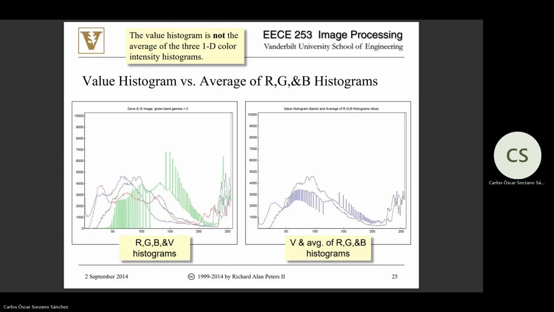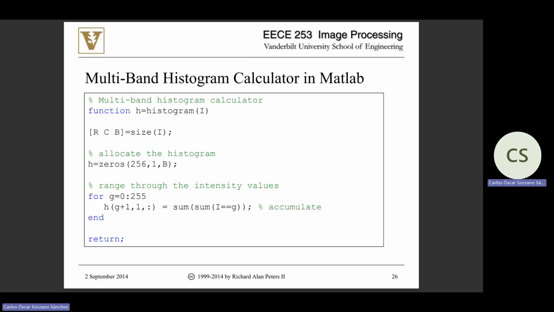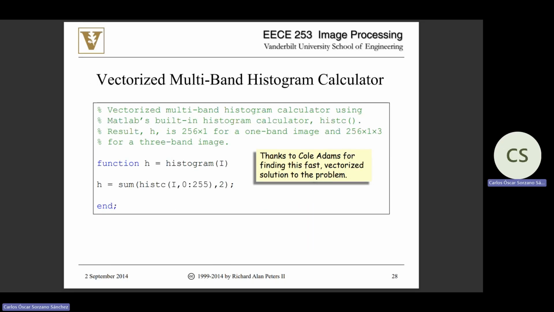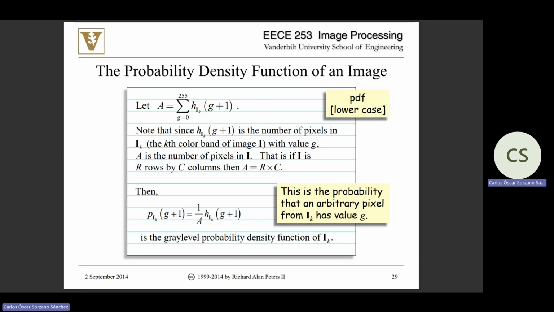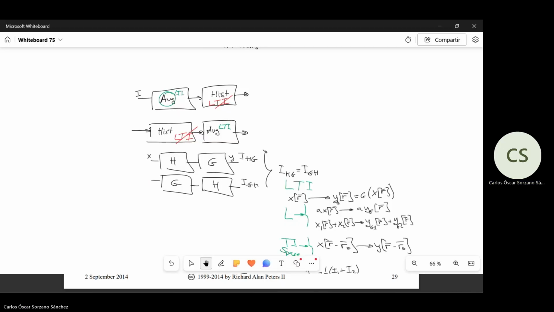Okay, very good. Then this is MATLAB code to compute these things. We don't care about MATLAB code. And then the last thing is the relationship between the histogram and the probability density functions. So I will explain it here.